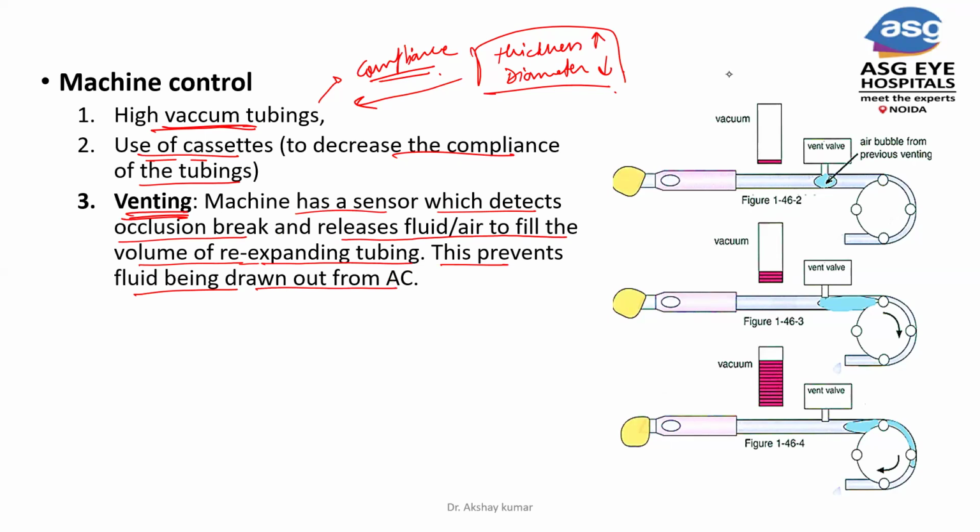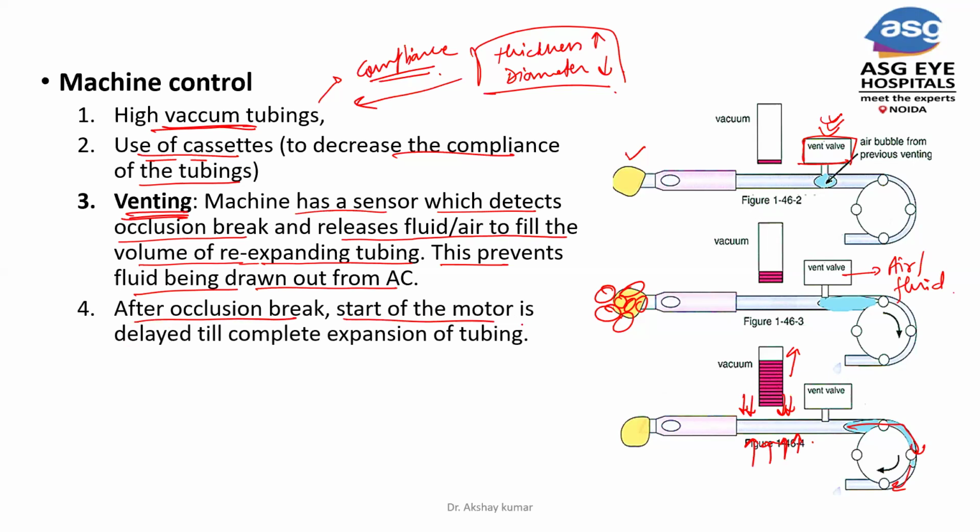So this is how it works. Whenever the occlusion is achieved, the venting valve is there. It will detect whenever the occlusion breaks. Whenever it breaks into multiple pieces, it will cause rise of the vacuum, and it will release either air or fluid, and surge is prevented, and there is no collapsing of the tubings. So the fluid has come into the tubings.